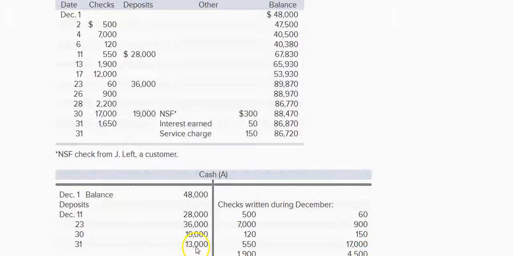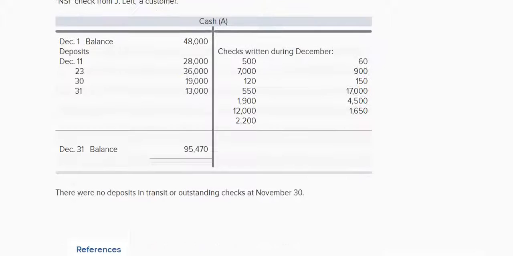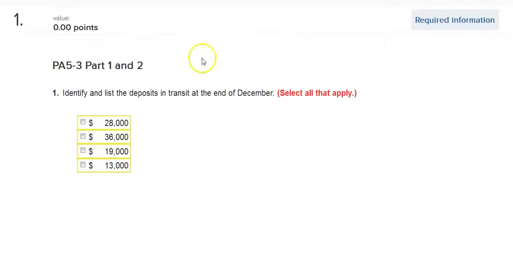Okay, so what we're going to do is, working from our list of deposits, see if the bank has deposited each one that we say we have deposited. So December 11th, $28,000, the bank received it. December 23rd, $36,000, the bank received and deposited it. December 30th, $19,000, the bank received and deposited it. December 31st, $13,000, and it's not on the bank statement. That is our deposit in transit. So we're going to check off this box.